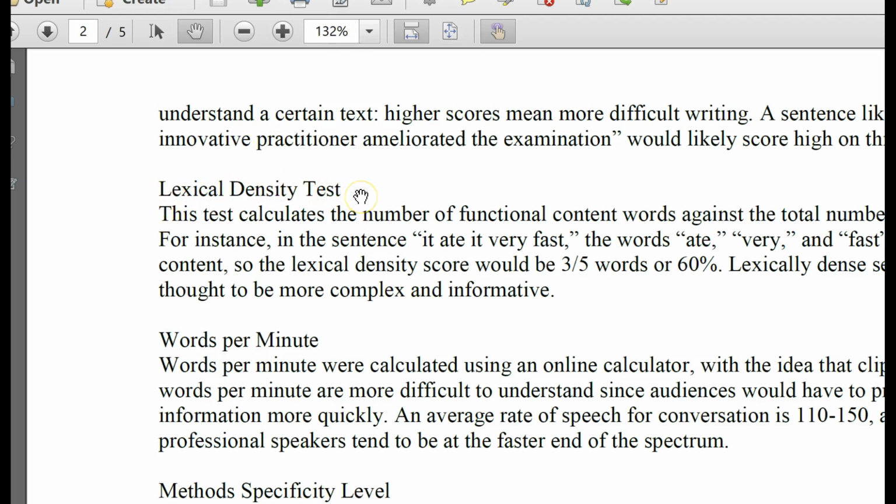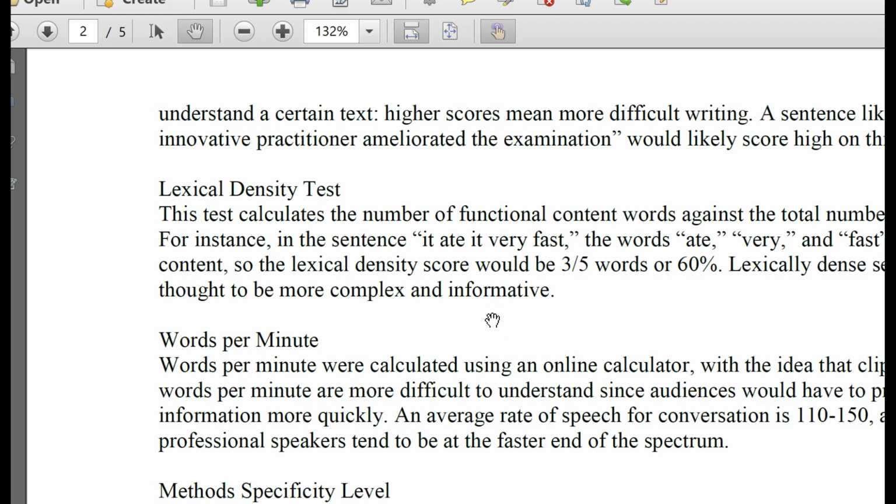Ideally, these subheadings, and we'll talk about document design a little bit more in class, I would like to see maybe bolded and italicized, or something to separate it even more visually from the body of the text. But you can see this text calculates the number of functional content words. For instance, in the sentence, it ate very fast, the words ate, very, and fast, it's a little bit off your screen here, contain content, so the lexical density score would be 3 out of 5.